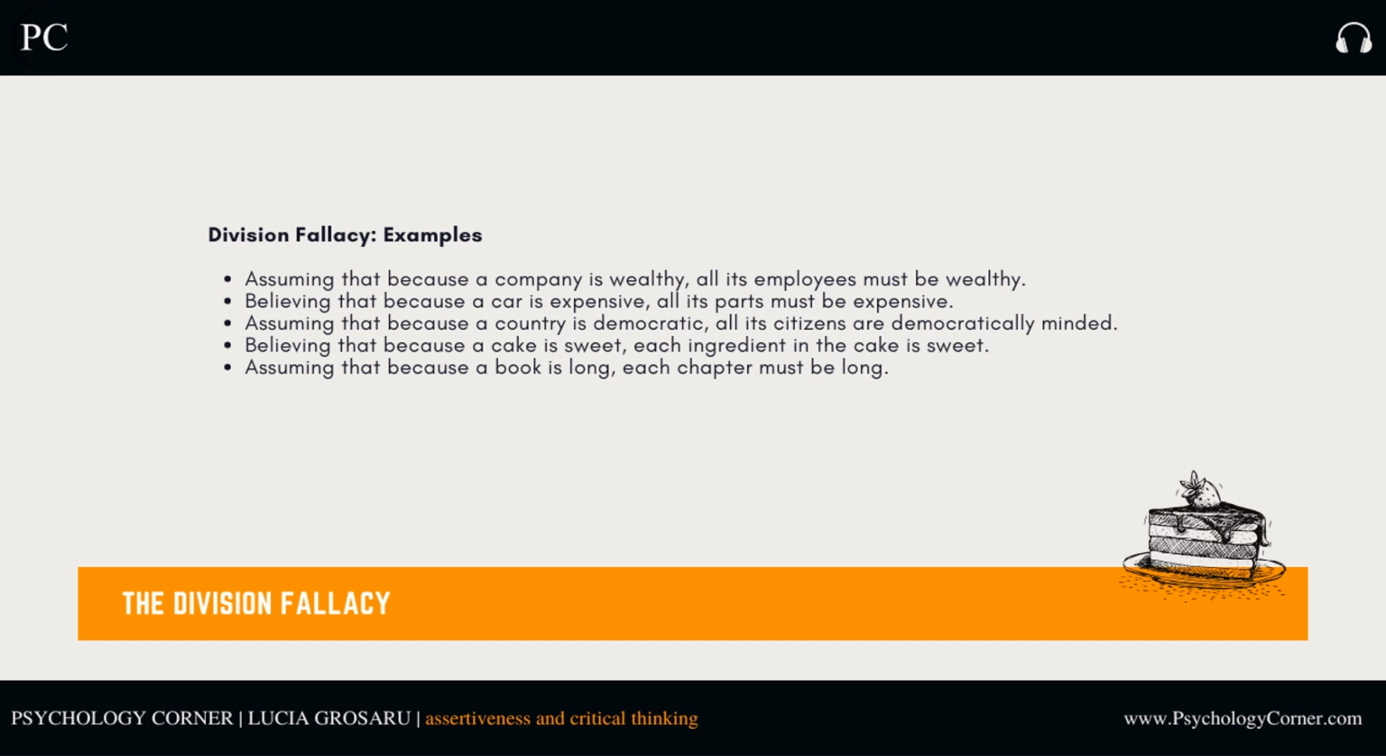Division fallacy. Examples. Assuming that because a company is wealthy, all its employees must be wealthy. Believing that because a car is expensive, all its parts must be expensive. Assuming that because a country is democratic, all its citizens are democratically minded. Believing that because a cake is sweet, each ingredient in the cake is sweet. Assuming that because a book is long, each chapter must be long.